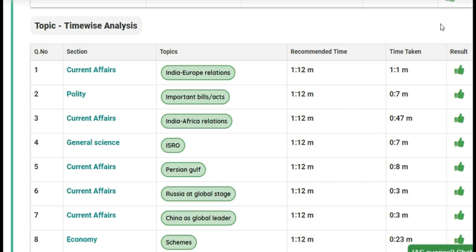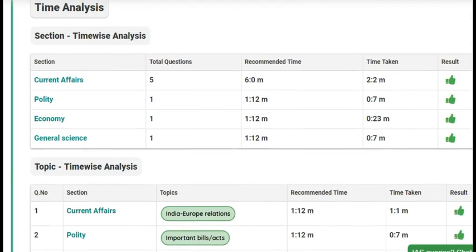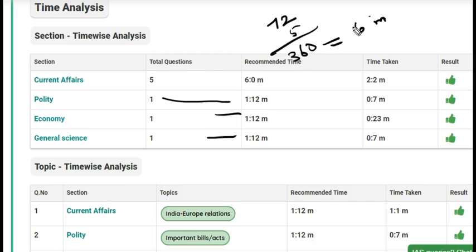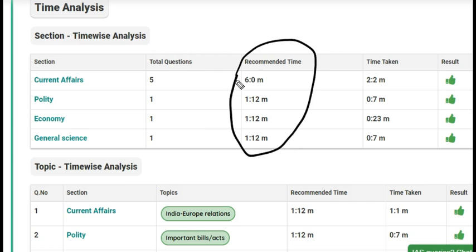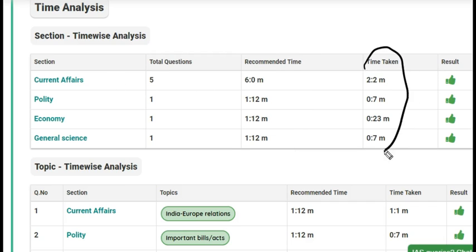Fine. Then what about sections? As you already know, we have asked 5 questions from current affairs and polity, economy, and science only one question. So for 1 question, the recommended time is 1 minute 12 seconds, and for 5 questions, the recommended time is 6 minutes. We have 72 seconds for 1 question. Into 5, you will get 360 seconds, or simply 6 minutes. So for all the 4 sections I have completed within the prescribed time. That's why the thumbs up is coming.